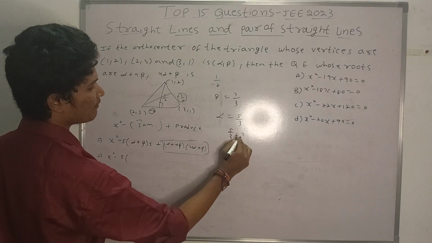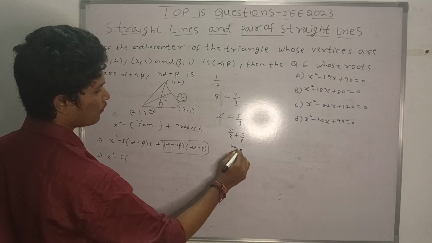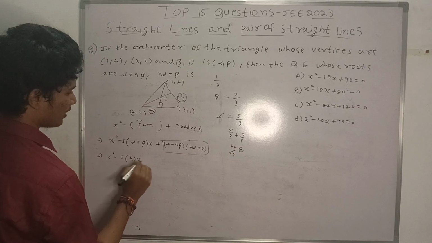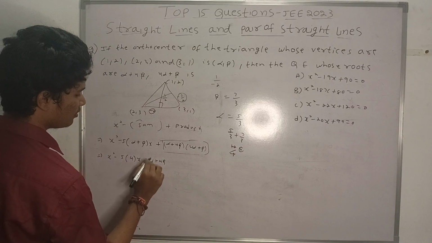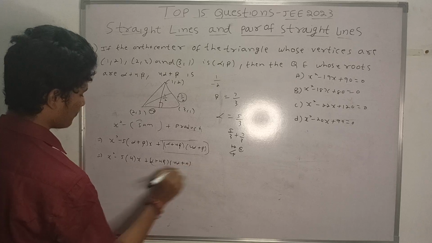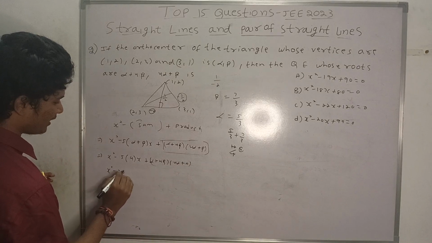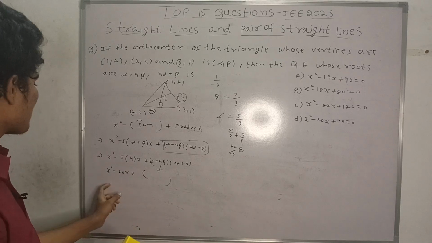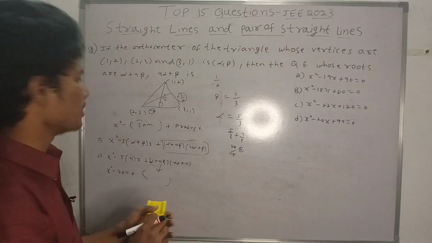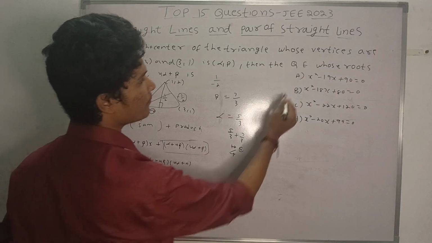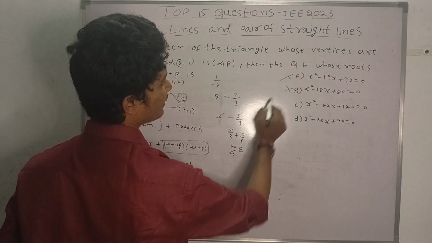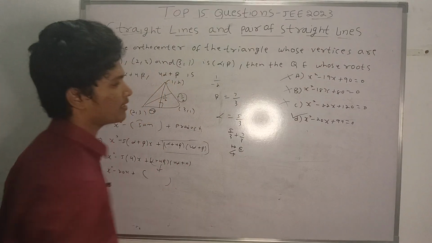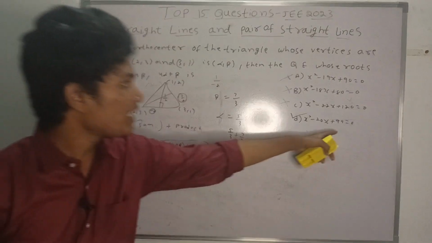5 by 3 plus 7 by 3, that is 12 by 3, that is 4, into x, plus alpha plus 4 beta into 4 alpha plus beta. So x square minus 20x plus something. To save the calculation, observe the options: x square minus 20x, where is it? Option A is neglected. Option D is correct, that is x square minus 20x plus 99.